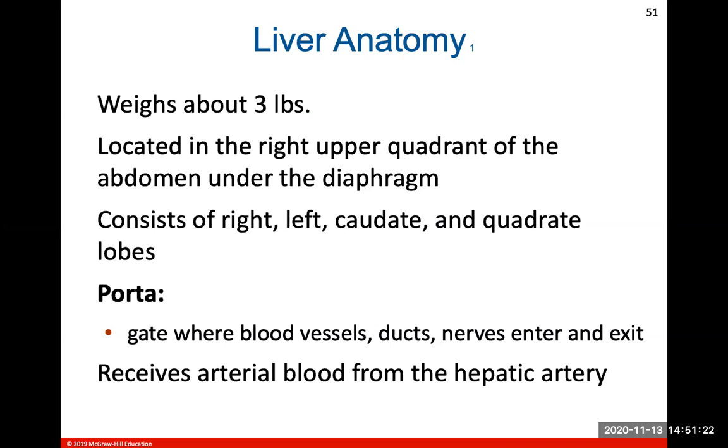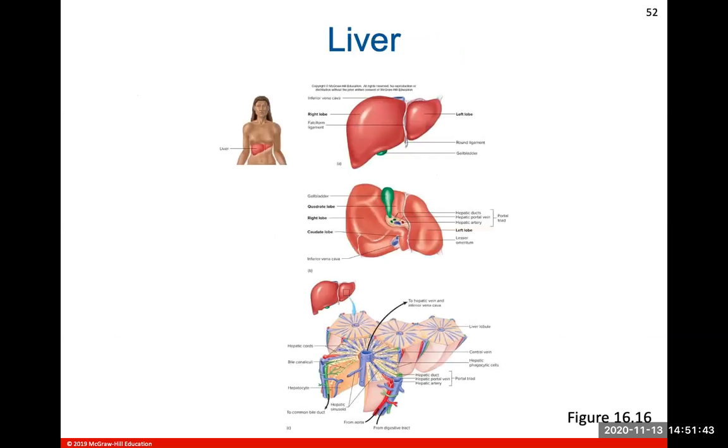Your liver is one of the accessory or associated organs of the digestive system. It weighs about 3 pounds. It's located in the right upper quadrant of the abdomen underneath the diaphragm, and it consists of different lobes. The porta is the gate where blood vessels, ducts, and nerves enter and exit the liver, and your liver will receive arterial blood from the hepatic artery.